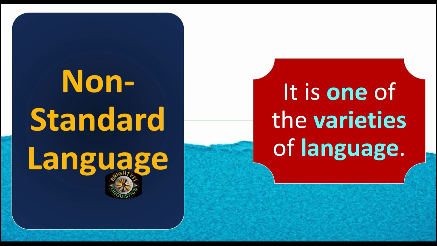We continue our discussion of non-standard language. It is one of the varieties of language. That's very much clear. Like a standard language, non-standard language is being spoken by people at a certain place, in a certain locality. Therefore, we can term it as one of the varieties of language.